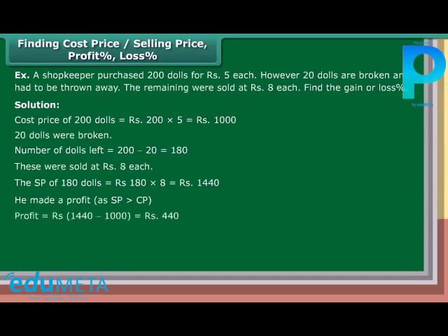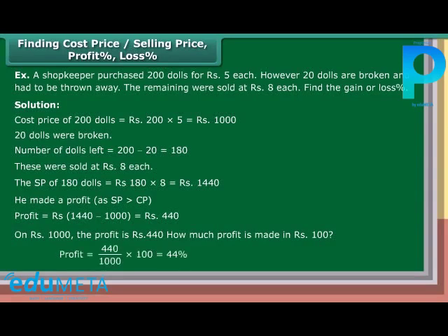He made a profit as SP is greater than CP. Profit is equal to ₹1,440 minus 1,000, which is equal to ₹440. On ₹1,000, the profit is ₹440. How much profit is made in ₹100? Profit is equal to 440/1,000 × 100, which is equal to 44%.